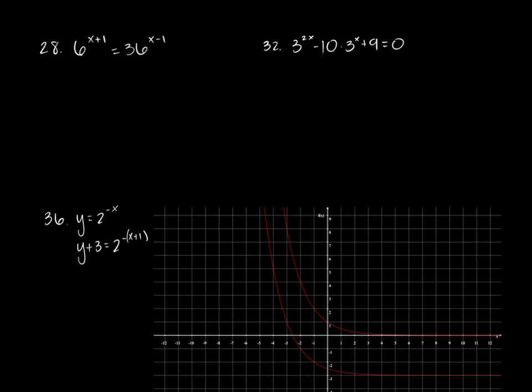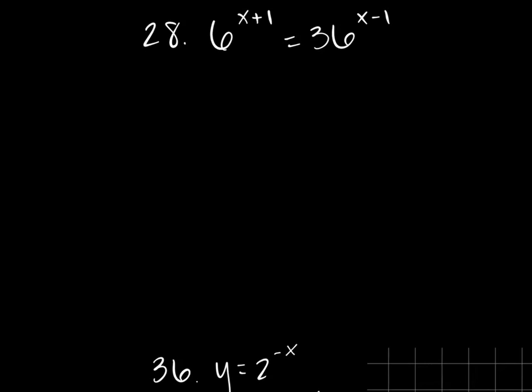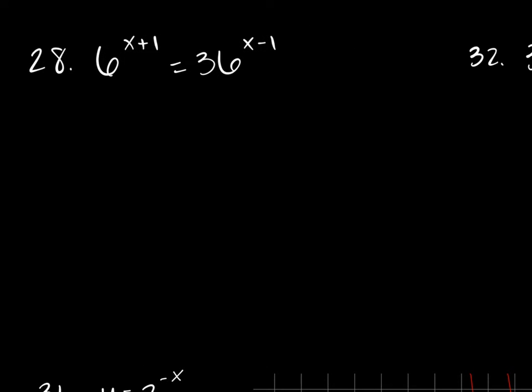Okay, let's look at 28. In 28, it says 6 to the x plus 1 equals 36 to the x minus 1. So again, first thing we're going to do is try to get the bases the same. I noticed 36 is larger than 6, so I'm going to try and get that into a base of 6. So I got here 6 to the x plus 1 equals 6 squared to the x minus 1. This is 6 to the x plus 1 equals 6 to the 2 times quantity x minus 1.